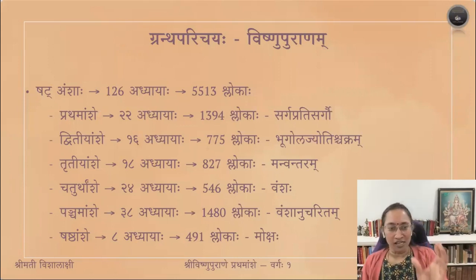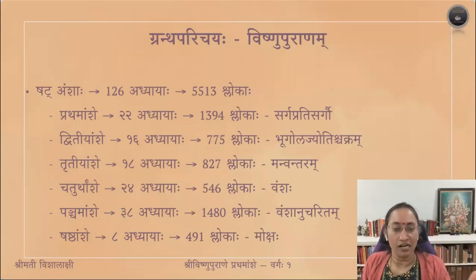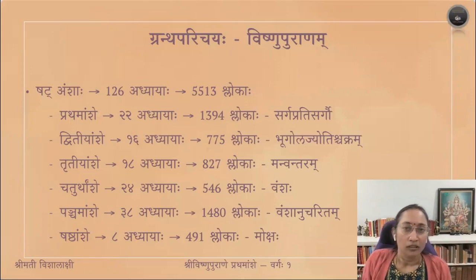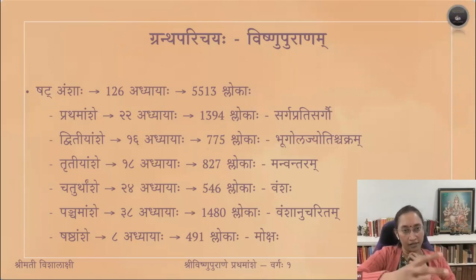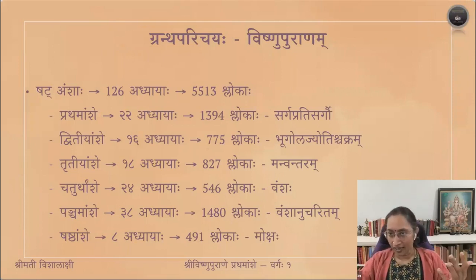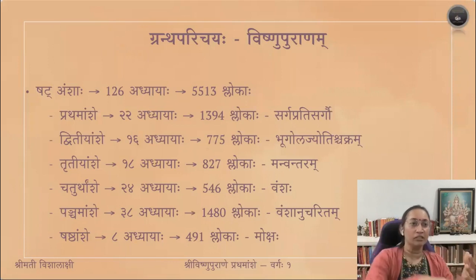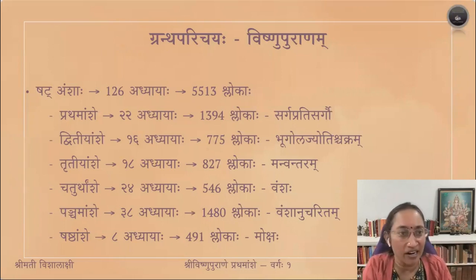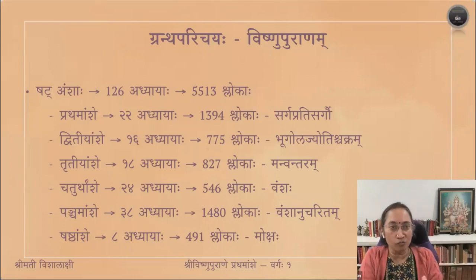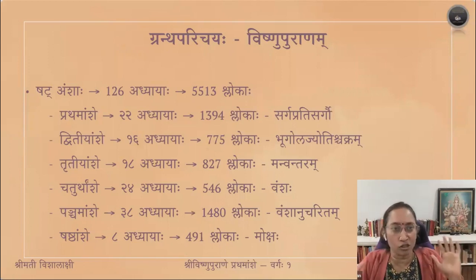So in the Prathama Amsha, it deals with Sarga Pratisargo, which is Srishti and Layanantaram Punasrishti Katham Bhavati Iti. Yato va imani bhutani jayante, yena jatani jivanti, yat prayanti abhisamvishanti. That is Brahma, the supreme Paramatma, the supreme entity. Here in Vishnu Puranam, you find that Vishnu is the supreme entity. You name it as Vishnu.